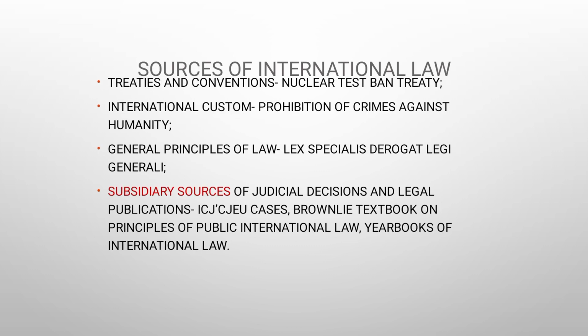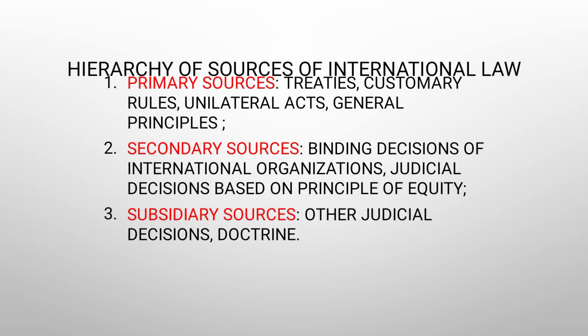Sources of international law: treaties and conventions, such as the Nuclear Test Ban Treaty; international customs, such as the prohibition of crimes against humanity; general principles of law, such as lex specialis derogat legi generali; and subsidiary sources, such as judicial decisions and legal publications, ICJ cases, Brownlie's textbook Principles of Public International Law, and the Yearbook of International Law.